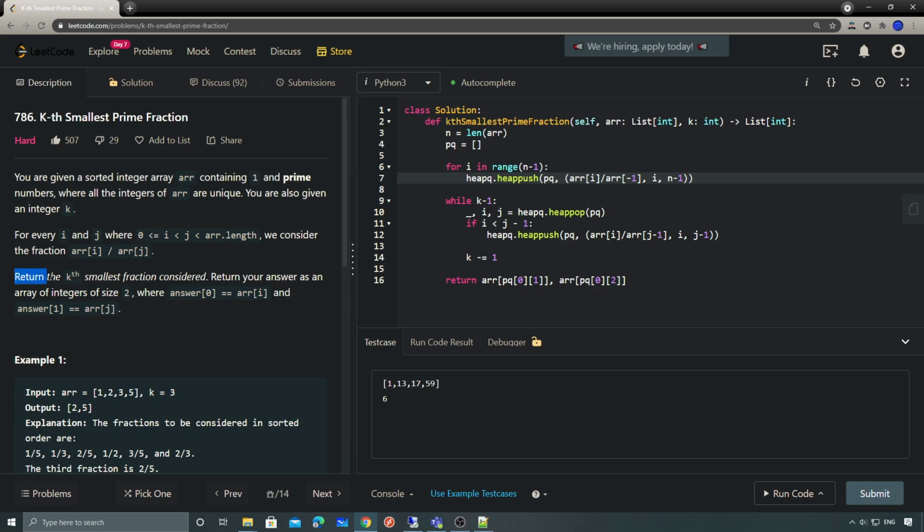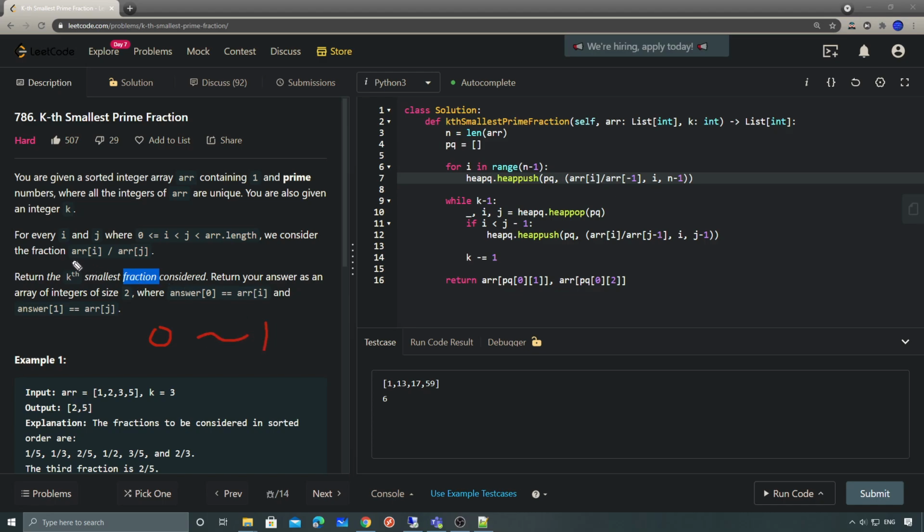But for this problem, we cannot search the answer directly, because we want to find the k-th smallest fraction, and we also want to return those two numbers from that fraction. It's a little bit different compared to the regular binary search. So what we can search for this problem is that fraction, and the range for the search is from 0 to 1.